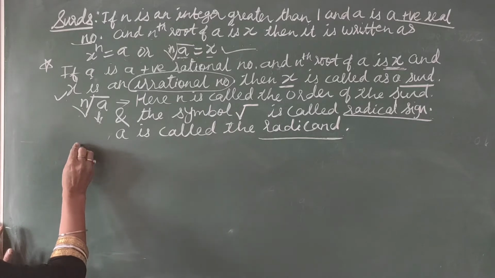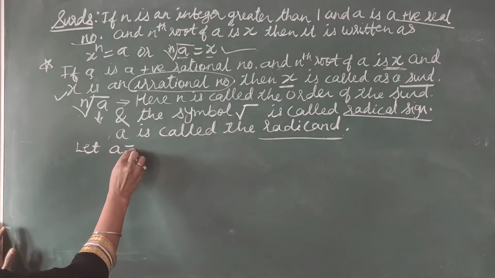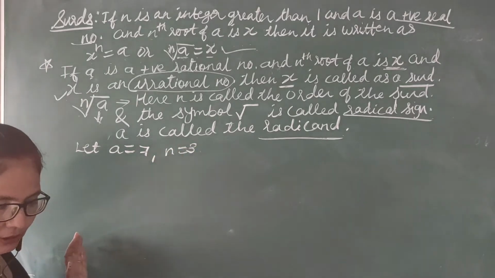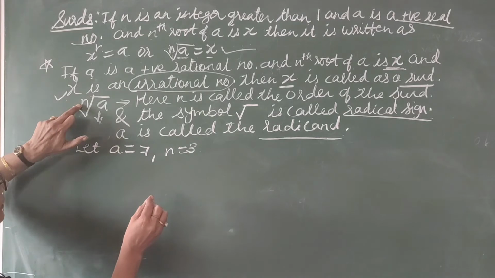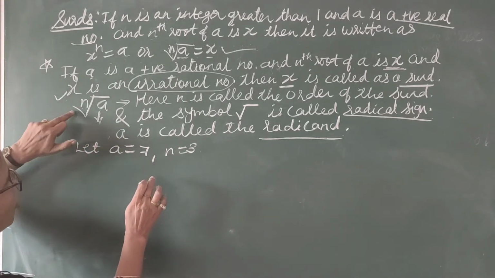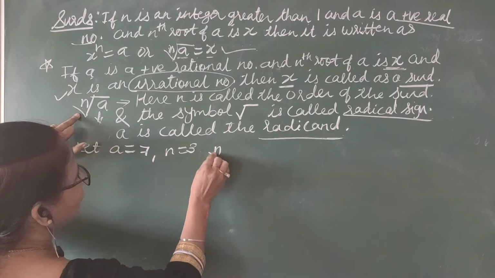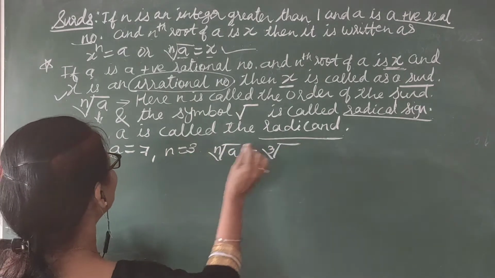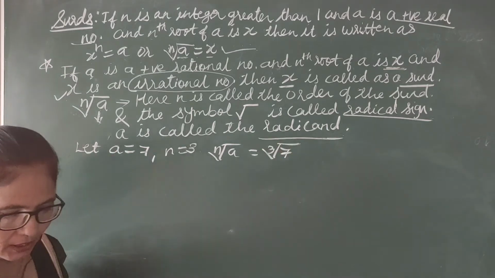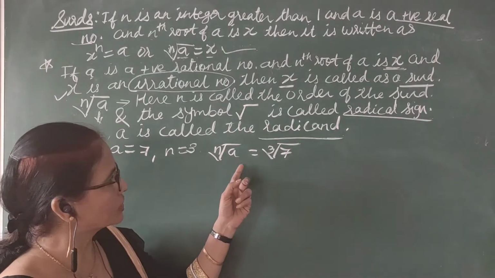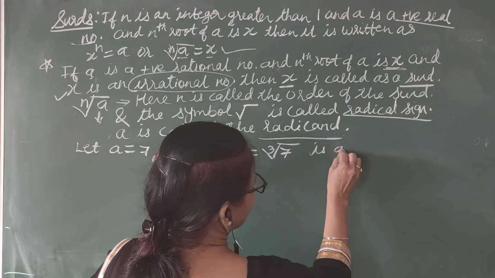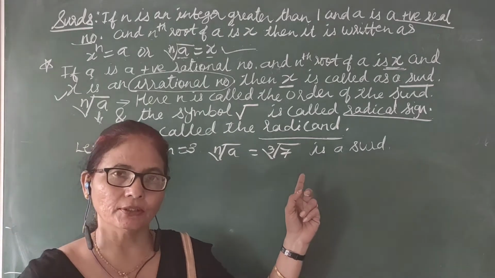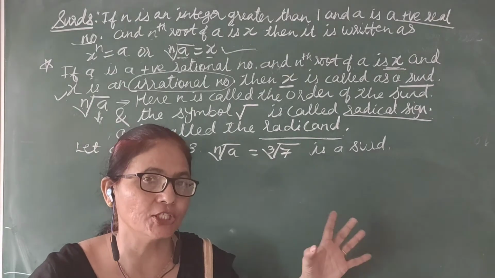Now let's see the examples. Let a is equal to 7 and n is equal to 3. Now write this question in the form of nth root of a. So n is 3, so it is cube root of 7. Now children, you know this cube root of 7 is a surd. Why is it a surd? When you simplify cube root of 7, you get an irrational number.